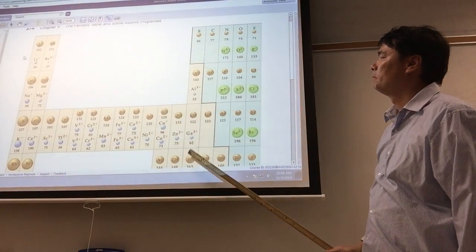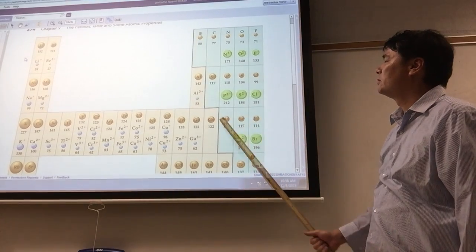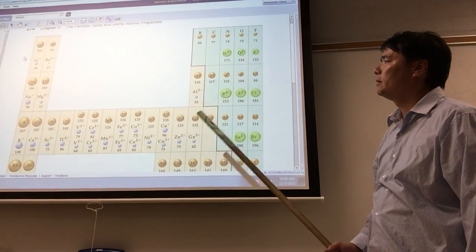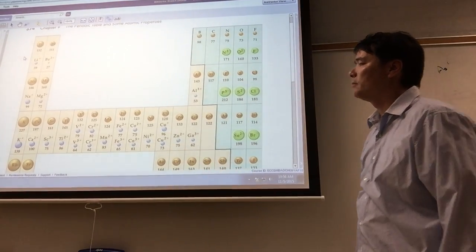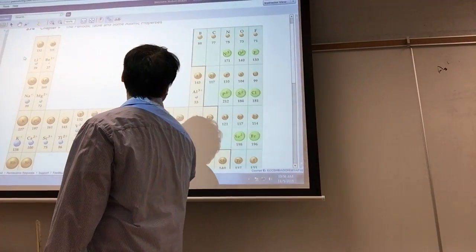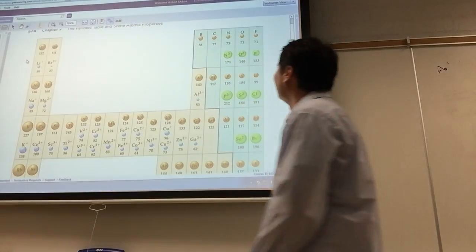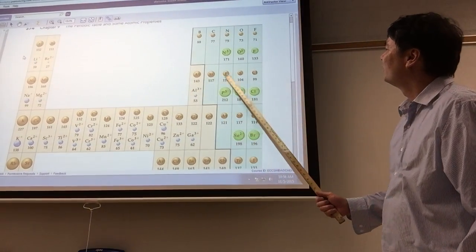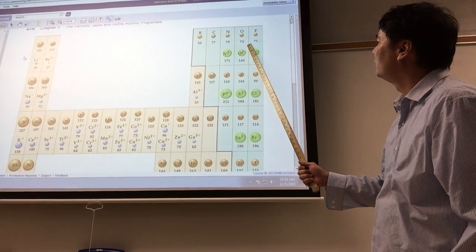Down a column. The size of the gold ones is for the neutral atoms, and that's what we're going to focus on, the neutral atoms. And so why are we observing this particular pattern? And there are some exceptions here. Are there? Not really. It looks pretty good.